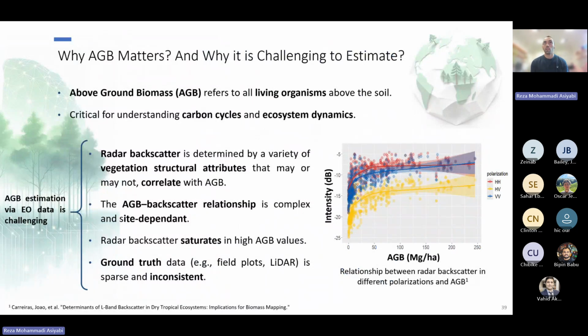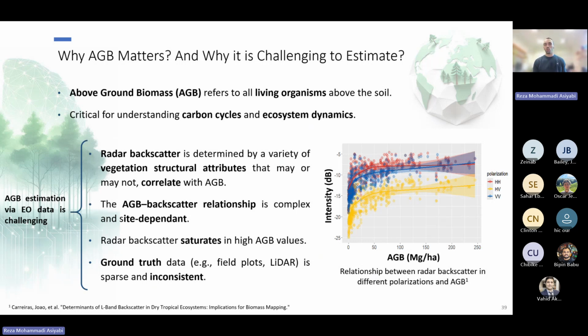Above ground biomass is all the living organisms on the Earth surface, above the soil, and it mostly refers to the woody part of the trees. So when we want to measure AGB from forests, we want to measure the tree mass, the woody mass of the forest. It is a very critical metric that we need to measure. It is very important for carbon cycles and ecosystem dynamics in general, and carbon accounting, which is a big market. But it's not very easy to measure.